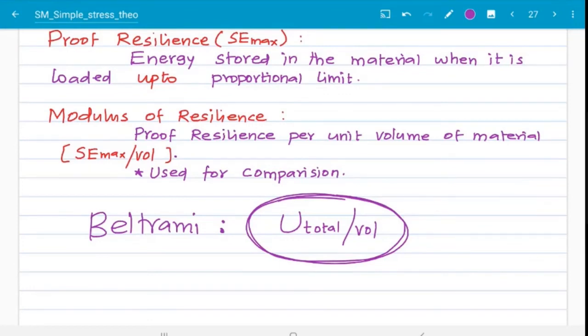Another example is von Mises theory. Von Mises theory of failure. In that, shear strain energy per unit volume of material is used for comparison purpose in the theory of failure. Okay. Right. Now, tell me, what is a unit of modulus of resilience? Unit of modulus of resilience.